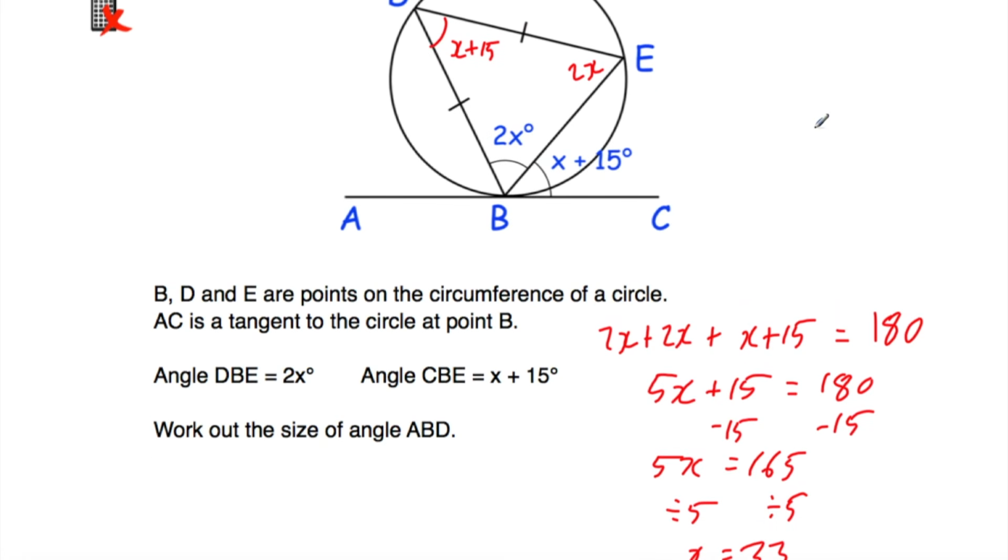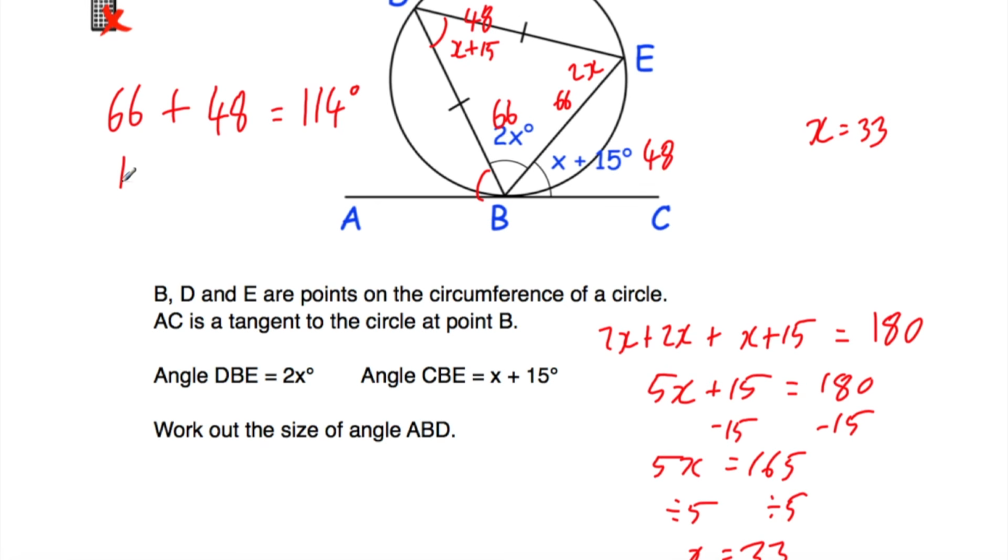So if we go back up, we know that x is equal to 33 degrees. So that means that this angle would be double x. That's going to be 66 degrees. This angle would be 66 degrees. This angle over here would be 33 plus 15 is 48 degrees. And this angle is 48 degrees also. Now the question asks us to work out the size of angle ABD. So we were trying to find the size of that angle. Well, we've got a straight line here, and we've got two of the angles. We've got 66 degrees and 48 degrees. So if we add them together and take them away from 180, we can find the size of that angle. So 66 plus 48 would be equal to 114 degrees.